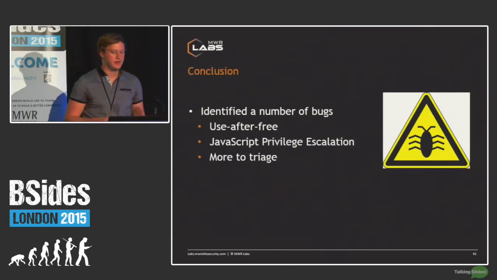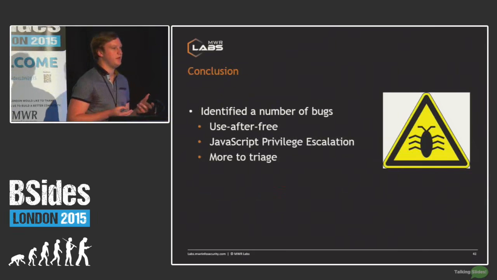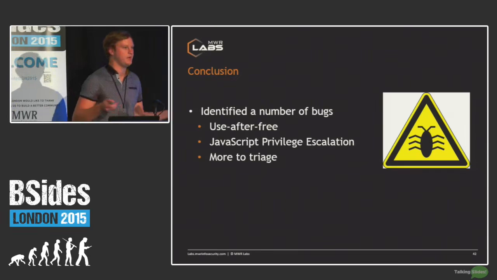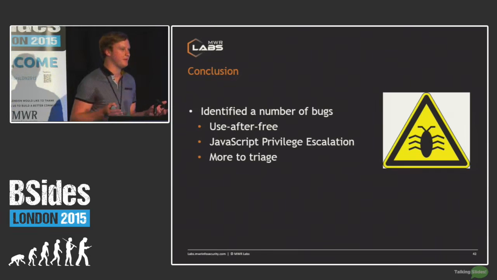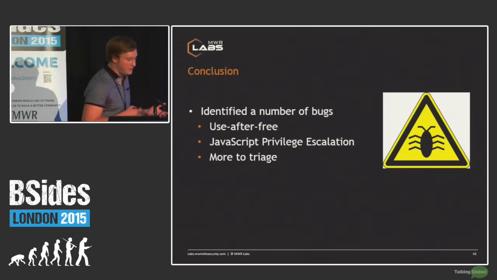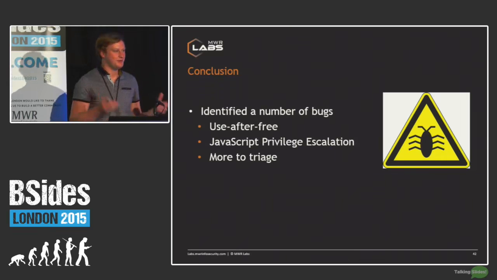But the conclusion is that we've identified a number of bugs. We didn't know if we'd get anywhere with this project, but with a couple of laptops, we managed to get a use after free. With a bit of effort with the JavaScript API, we've managed to get a privilege escalation, and we've got plenty more to triage. So the long and short of it is, you should bother assessing popular software.